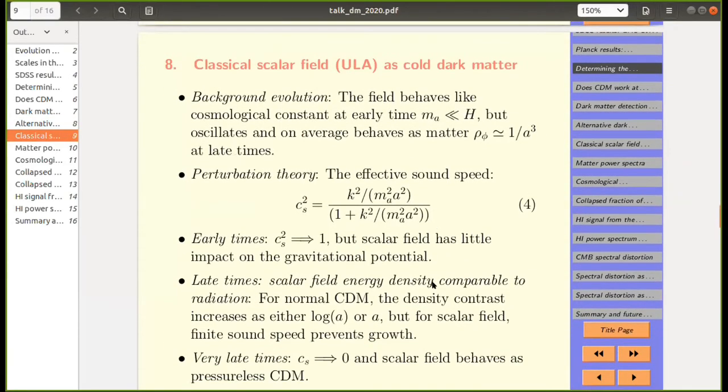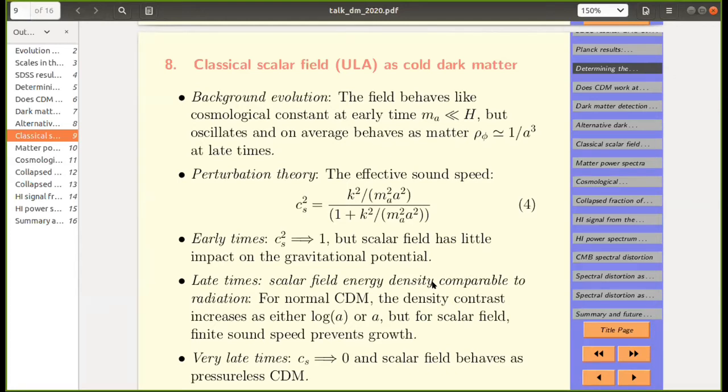So again, much has been said about ultralight axions in this meeting, so just one view graph to summarize how it actually works. It's remarkable. This is a classical scalar field, and it behaves like a cosmological constant at early times, when the mass of the particle is much smaller than the expansion rate. But at late times, the mass is invariant and the expansion rate is decreasing, so the mass becomes larger than the expansion rate. The background oscillates, and on average, it behaves like matter. So it can mimic normal matter, like 1 over a cubed at late times.